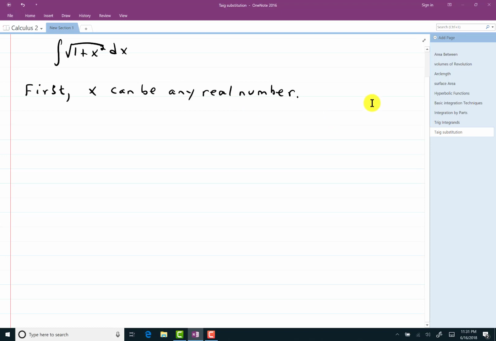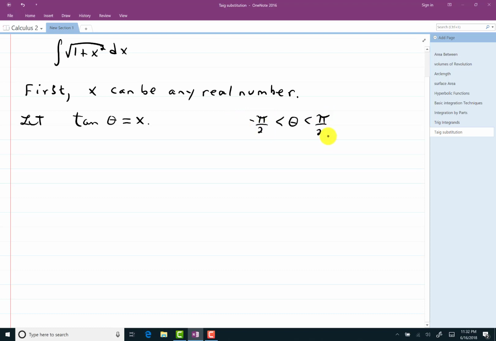So, I say let tangent of theta be equal to x. Now this seems like a very strange thing to do, but no matter what x is, there is a theta for which the tangent of theta equals x. In fact, theta only has to go between negative pi over 2 and pi over 2.